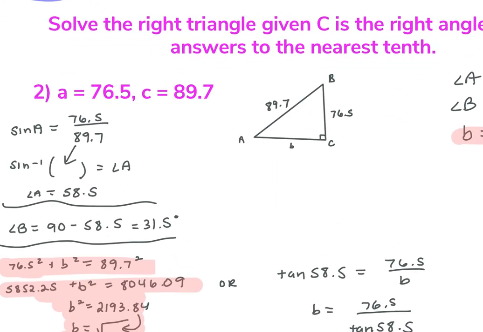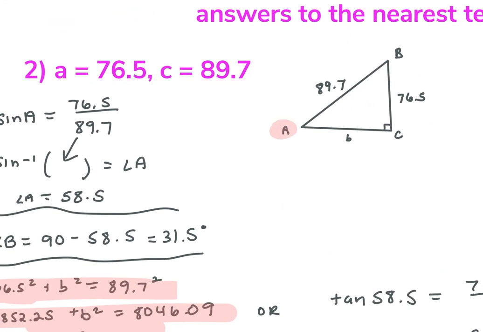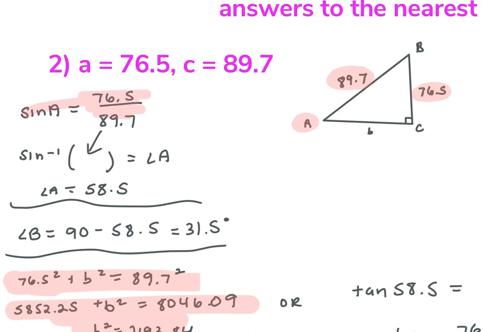If I'm looking for angle A, for example, the 76.5 is opposite. The 89.7 is the hypotenuse, and opposite over hypotenuse is sine. So I say the sine of A equals the opposite side over the hypotenuse. And then because I'm looking for the angle, I hit those inverse buttons. Sine inverse of 76.5 over 89.7, and I get angle A is 58.5.